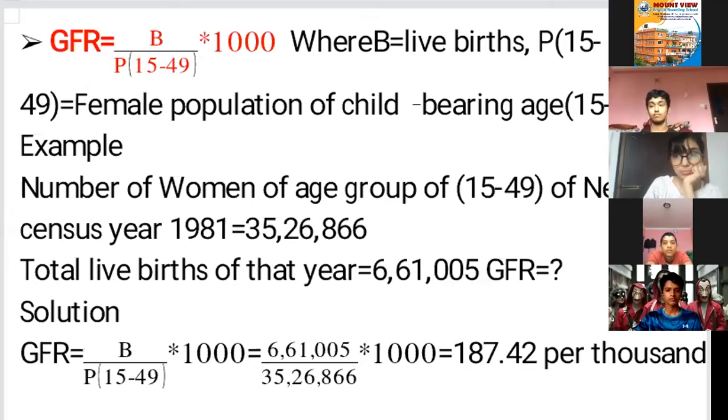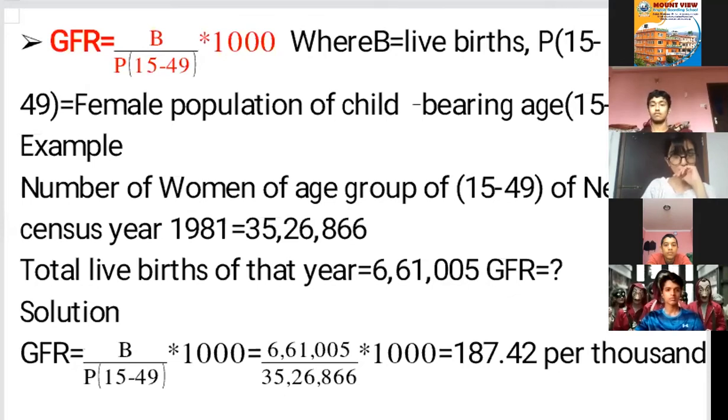Now, when we do the cross multiplication, the answer will become 187.42 per thousand. Per thousand is also one of the units of GFR.